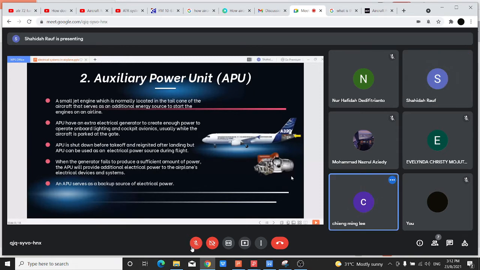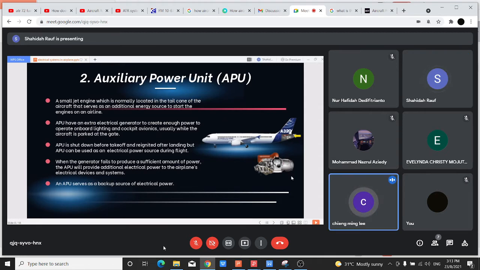Okay. Aircraft on ground. Where do you get the first power from? AC, DC. Sorry, sir. Aircraft parked on ground. Where do you get the DC power? I think they get the DC power from the battery, but the current will change to AC by using an inverter. Is that correct, sir?